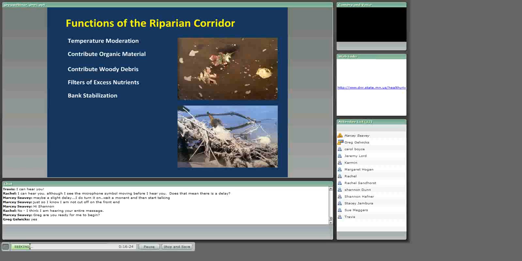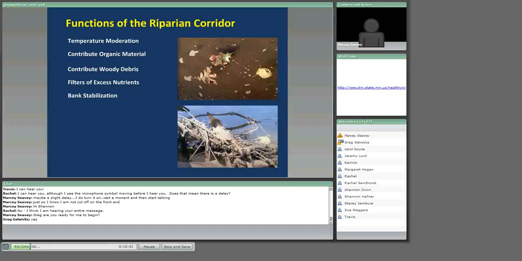And then the riparian corridor is the part of the floodplain that is closest to the stream. And it serves many of the same functions as a floodplain. And where you don't have a healthy functioning floodplain, they become even more important.